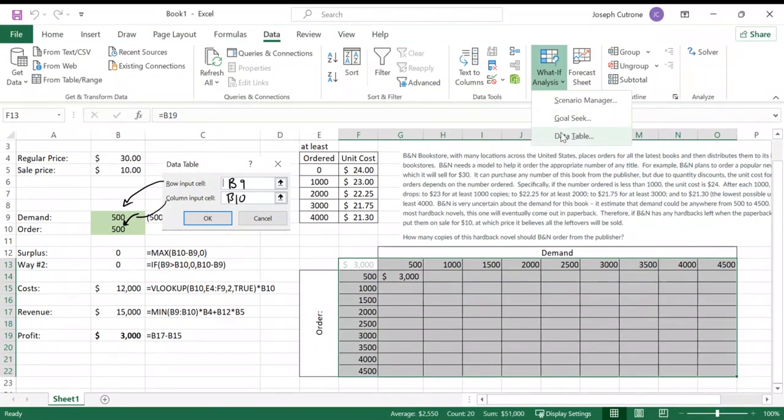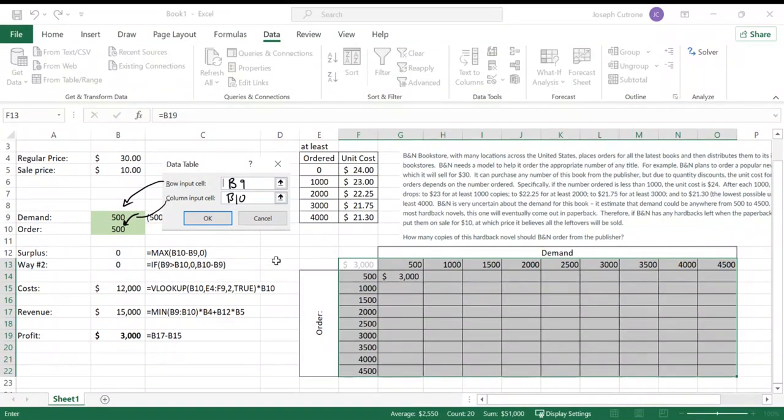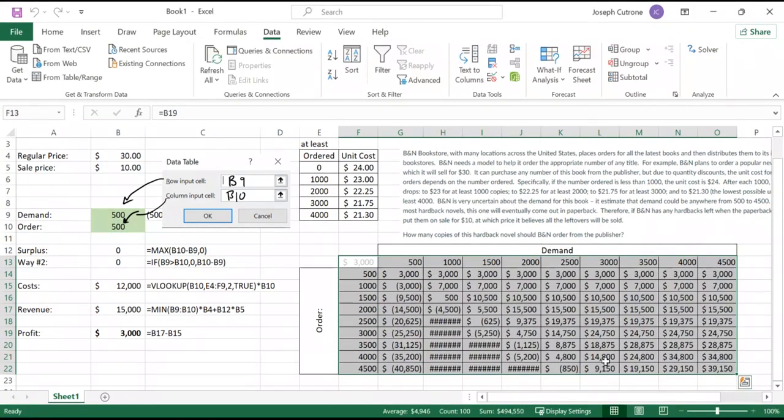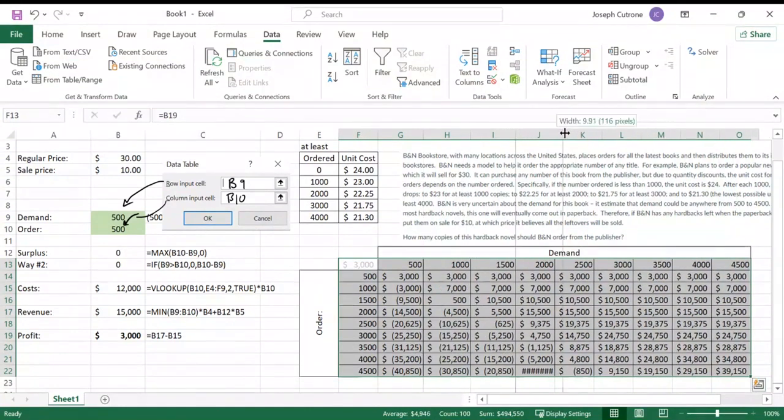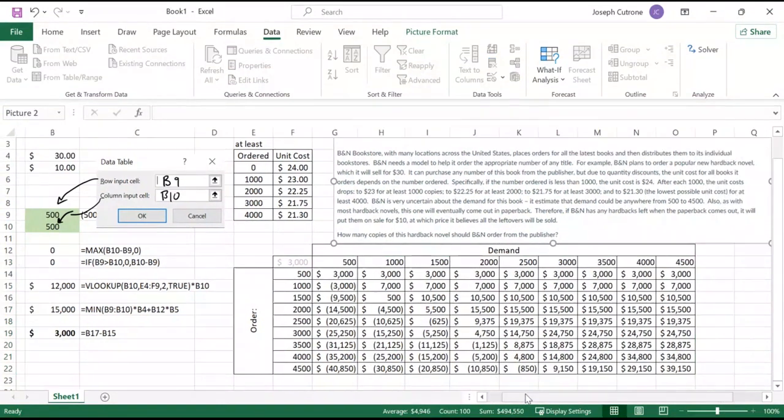Data, what if analysis, data table, row input is my demand, so I'll click that. Again, you can't see this. Column input is the order. I hit OK, and it fills up the entire table. Notice the value that I was expecting at 3,000 is right there. If you get these little hashtags, of course, it just means the column is too small. So just expand the column so that you can see the numbers. Don't panic there. You have all the answers you want.